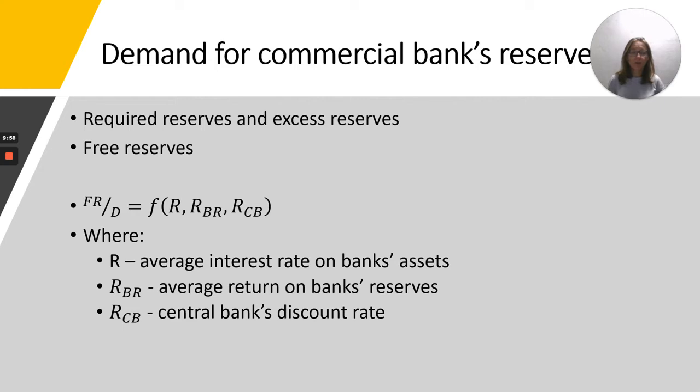The central bank's discount rate is also one of the instruments of monetary policy. When the central bank increases the discount rate, it means it's going to be more expensive for the commercial bank to borrow from the central bank, just in case free reserves are not enough. And so in this case, the free reserves should be higher. If the discount rate is small or decreasing, we would see free reserves decreasing as well, as commercial banks would know that they could actually borrow quite cheaply from the central bank, and so they might be more risky.